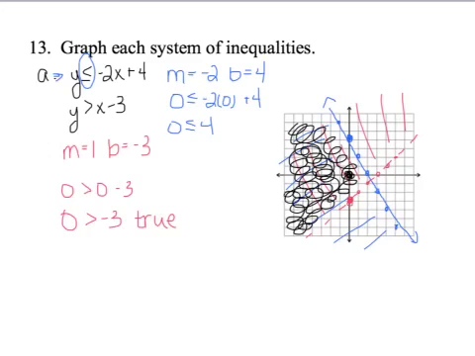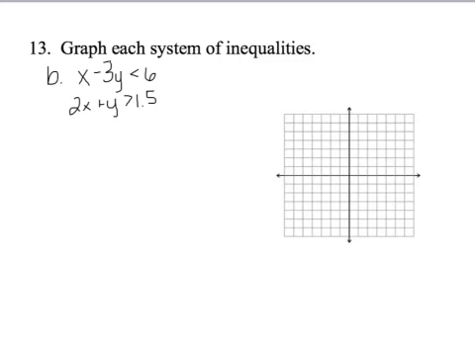I would recommend that when you do these problems, you work with colored pencils, a different color for each inequality. Okay, let's try another problem. 13b, we have x minus 3y is less than 6. Well, for that inequality, you need to solve it for y, put it in slope-intercept form. So, I'm going to go ahead and subtract the x over.